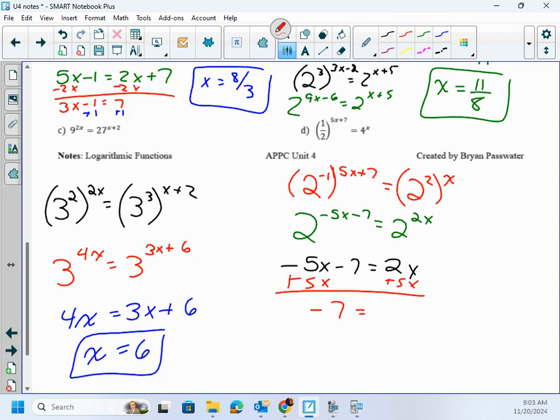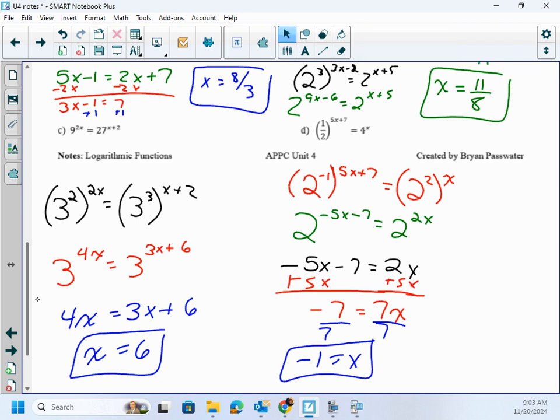So negative 7 equals 7x. Divided by 7. So negative 1 equals x. And this is a case where I can have a negative x value. It doesn't matter for me to have a negative value here. You're allowed to have negative values for this.